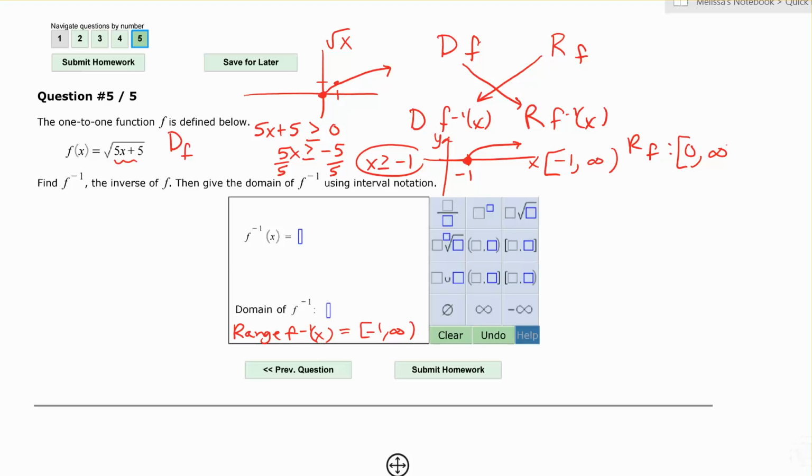0 is included in the range, so we do brackets. So the range of f becomes the domain of the inverse. So the domain of the inverse is brackets 0, comma, infinity with parentheses.